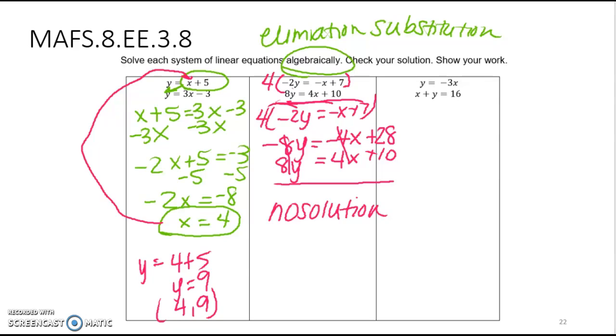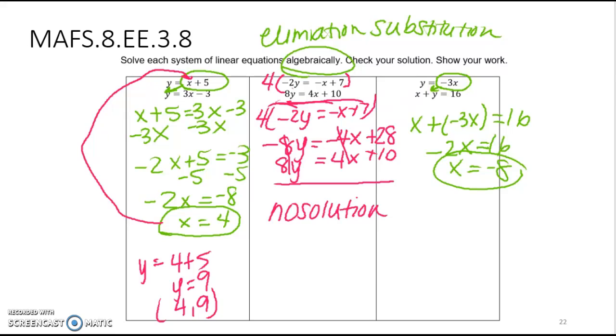And let's go ahead and look at the last one. This one looks fairly easy with substitution. I'm going to take that and substitute it in. So x plus a negative 3x equals 16, or x minus 3x. So negative 2x equals 16. So x equals negative 8.